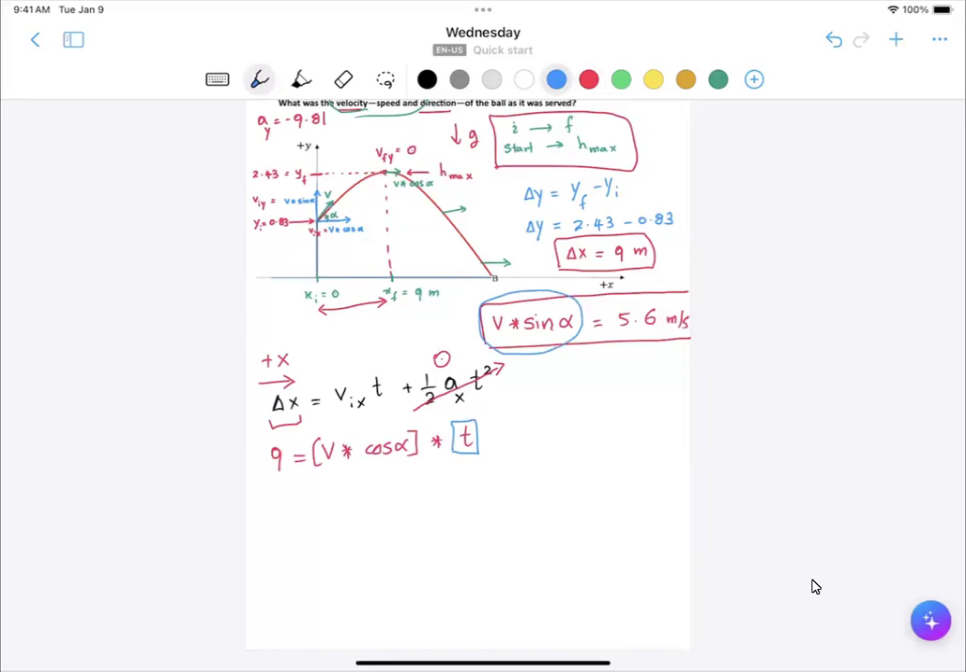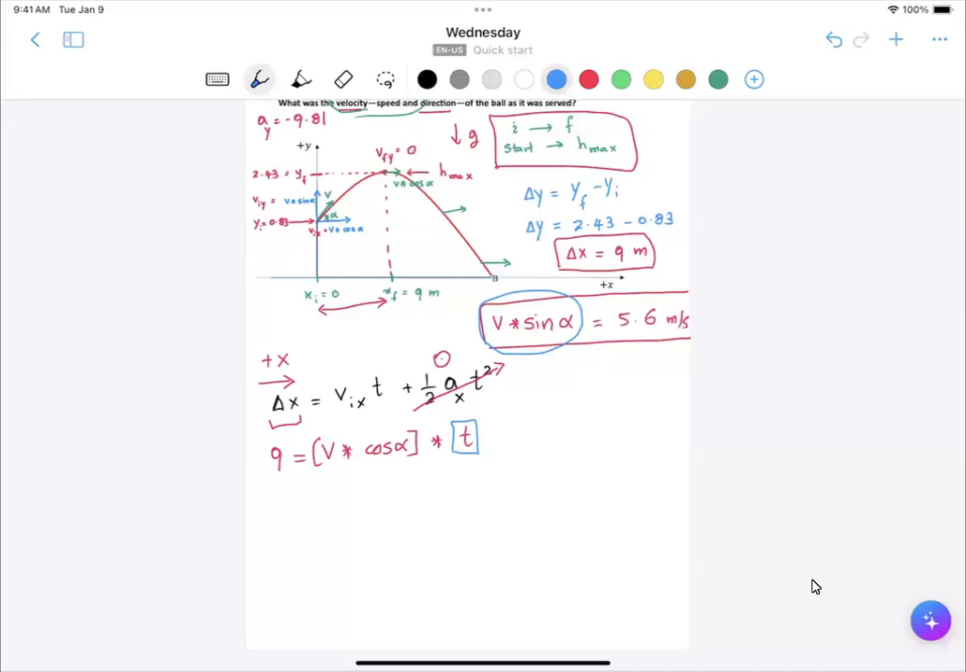I could have an equation: v cosine alpha equals what? Then the math is much easier. That is the system of equations we were talking about. So let's go to the next step.